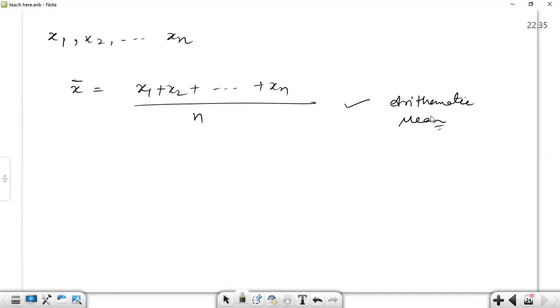I hope that's clear. That should make things clear about arithmetic mean.